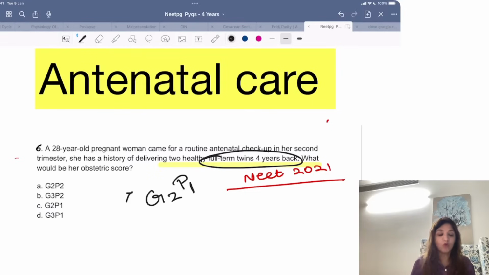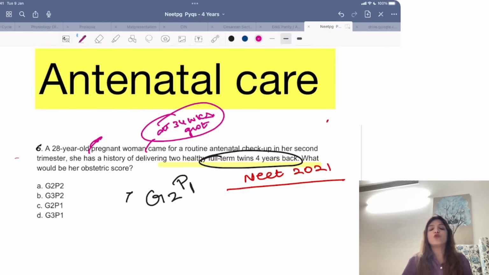Are you understanding? So many times you get confused if the question would have been like this. A 28-year-old pregnant woman at 34 weeks gestation came for routine checkup. Now what you tend to do is, because इन्होंने कहा 34 weeks gestation, you start counting the present pregnancy also in parity. You are never going to count the present pregnancy in parity, right? Parity is the number of previous pregnancies which had gone beyond the period of viability, and the period of viability in India is 28 weeks. Clear to all of you?